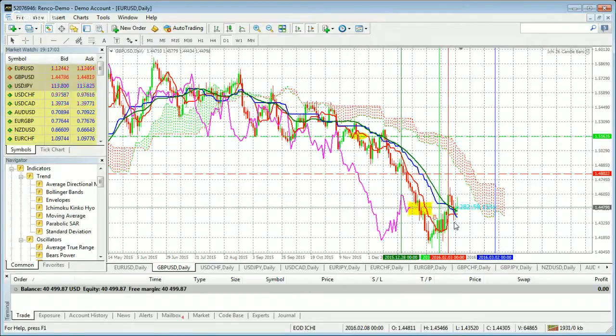Okay, so those are the three options we're waiting for. Personally, I think we could probably have the Kujin break happening first, then we could get the Tenkan Kujin Sen cross happening, and then lastly we'd probably get the Chiku span breaking price. So if you're unsure about any of those happening, they're going to happen very quickly in terms of one another. So you could choose any of those three as your entry position.